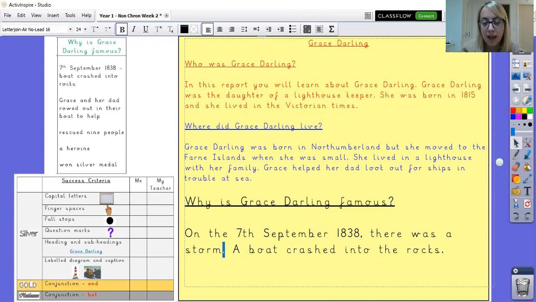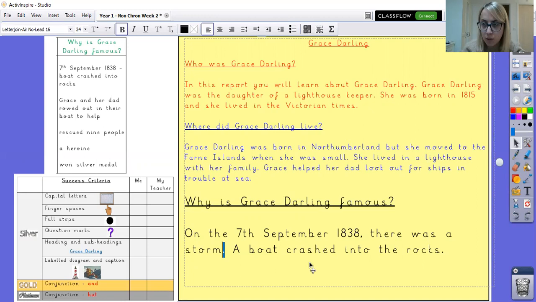So on the 7th of September 1838, there was a storm, but a boat crashed into the rocks. If I use but, I don't think that quite makes sense, does it? On the 7th of September 1838, there was a storm, but a boat crashed into the rocks. No, that doesn't make sense. Let me try and. On the 7th of September 1838, there was a storm and a boat crashed into the rocks. Okay, that joining word works nicely.